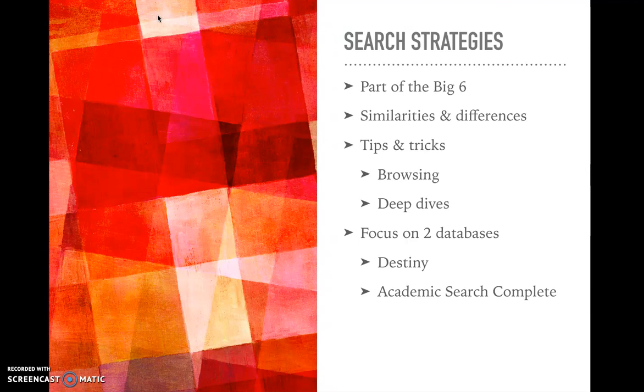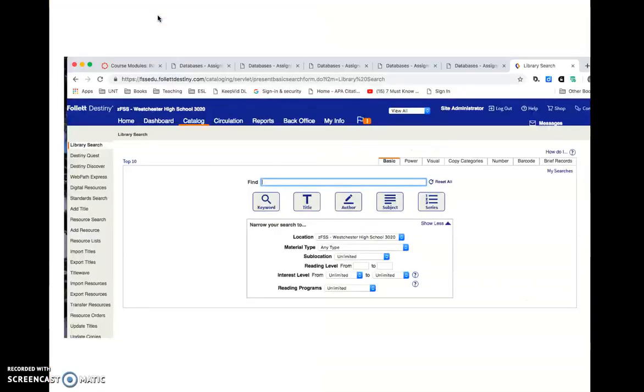We're going to look at similarities and differences between two databases today. I'm going to give you some tips and tricks for browsing as well as for deep dives into the information. Right now you are in the browsing stage of your assignment, so you're looking for topics, and there is a way to search that is good for that. We're going to focus on two databases that you have access to: Destiny, which is our library catalog, and Academic Search Complete, which is one of the more sophisticated databases you have access to.